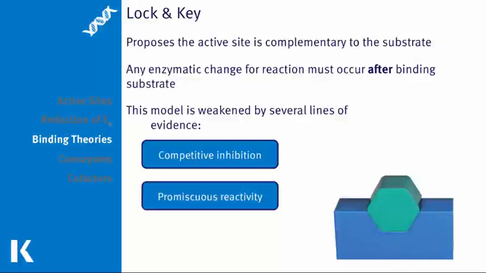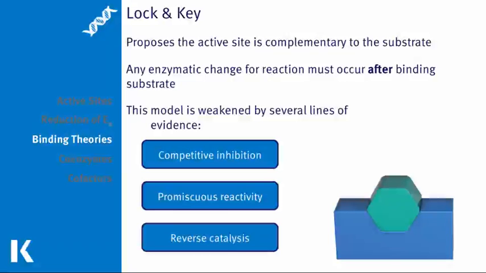Another piece of weakening evidence is promiscuous reactivity, which is the fact that some enzymes catalyze multiple reactions with different substrates. And if this model were completely accurate, there would need to be a new site for each different substrate. Finally, the lock and key model probably isn't correct because of reverse catalysis. The reaction wouldn't be able to go backward if this model were right, and the Le Chatelier principle says that most reactions can go backward.